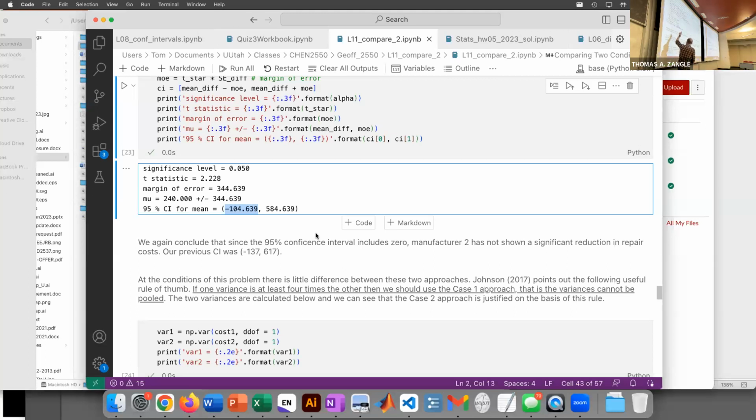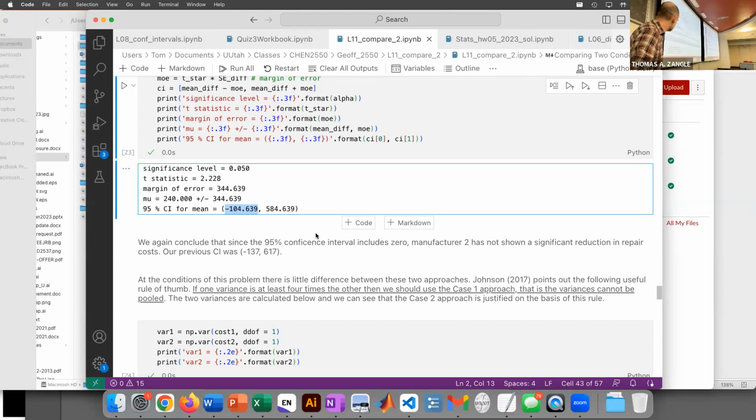So a rule of thumb for using this approach is that we would use the case 1 approach, the unequal variance approach, if one variance is at least 4 times larger than the other. So there's actually a pretty big margin over which the second approach, assuming that the variances are equal, is actually okay.